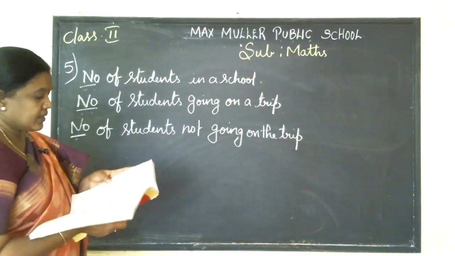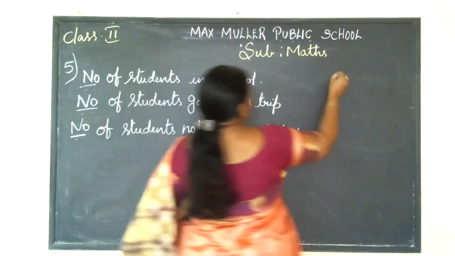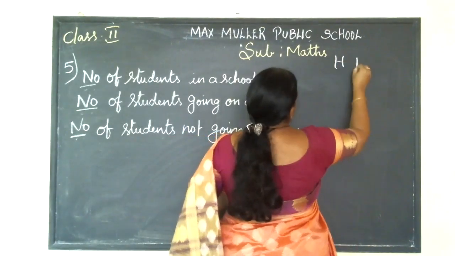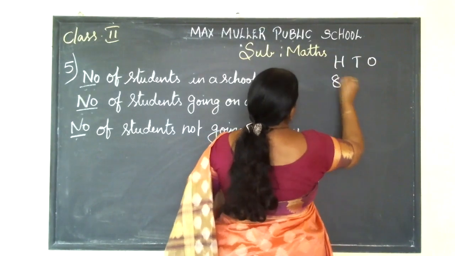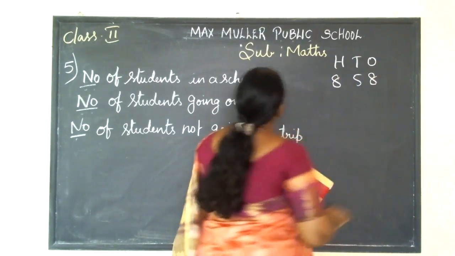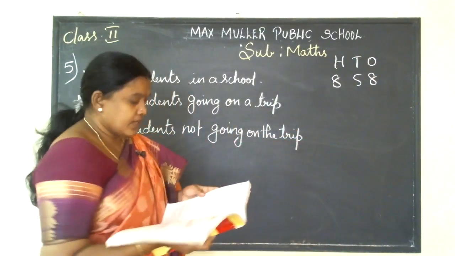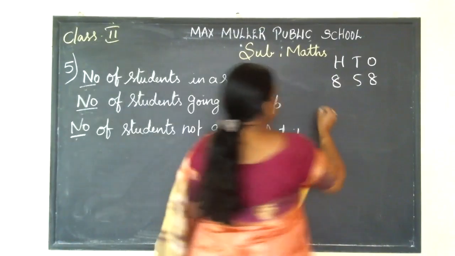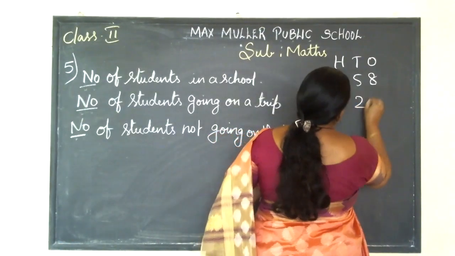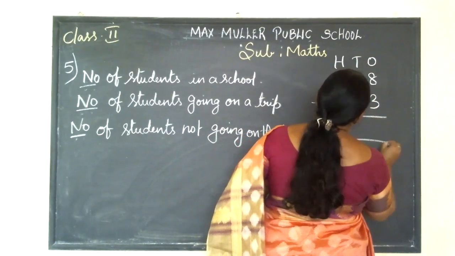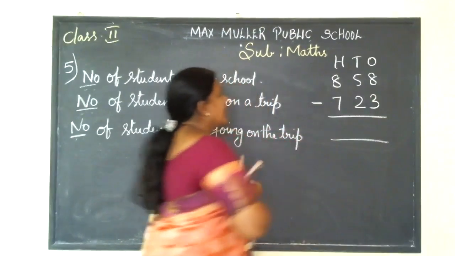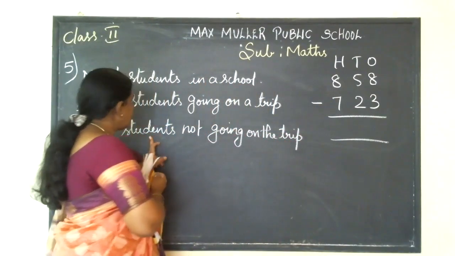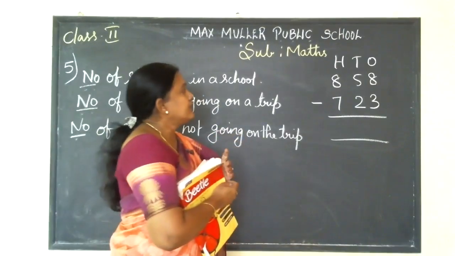Number of students in a school. How many students are there, children? 858 students. Students going on a trip, 723. You want to subtract. Subtract means minus. Then only you can find the number of students not going on the trip.